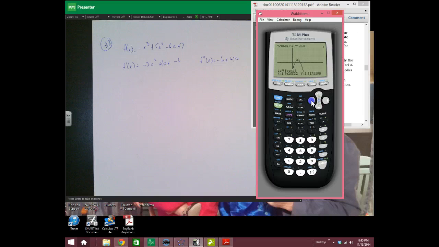So left bound means just go left of the zero. So I'm going to do that first here on the left. So this is left of it. Press enter. Right bound means just go to the right of it. Press enter. And then guess. You can just press enter again, but if you want to scroll closer to it to make it a little nicer, you can.